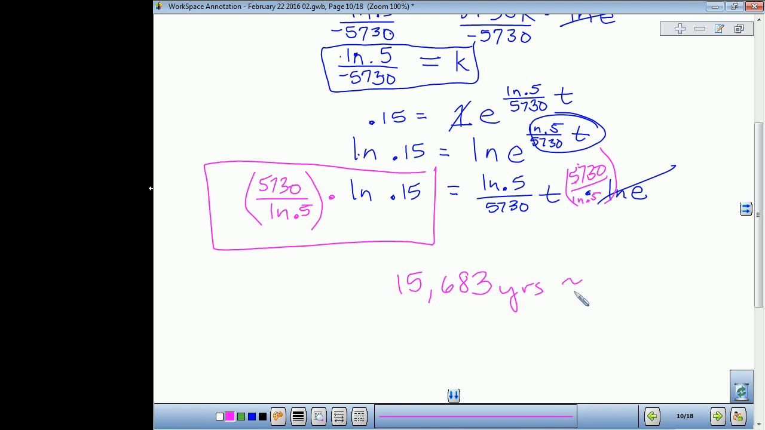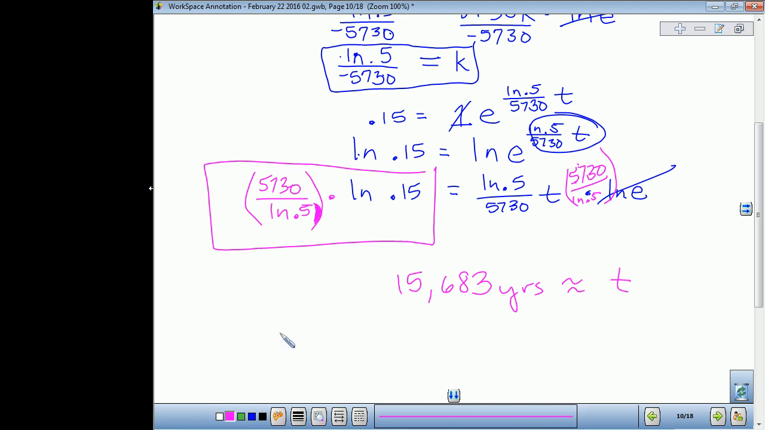Did you get approximately 5,683 years? Yes. Yeah, I got what you got. Yep. Did you close your parentheses right here? Nope. That might be it. I got 8.3. It should be 15,682.81285. Could you show what that would be?